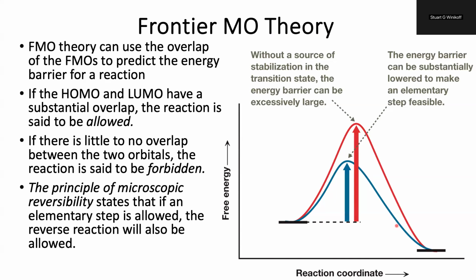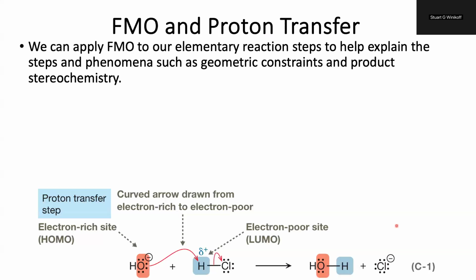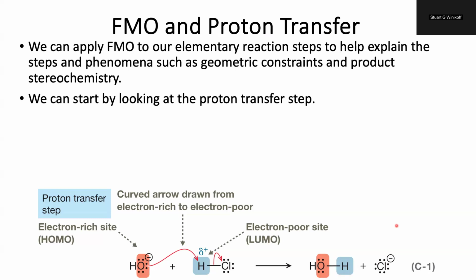All right, so now we're going to go ahead and look through all of our major elementary steps. And using this, we're going to be able to explain several phenomena that we'll explore later. Mostly any geometric constraints of how I can bring my two molecules together and what result this has on product stereochemistry. So let's go ahead and start with our classic elementary step, the proton transfer. Literally, moving a proton from one molecule, our acid, to a second molecule, our base.